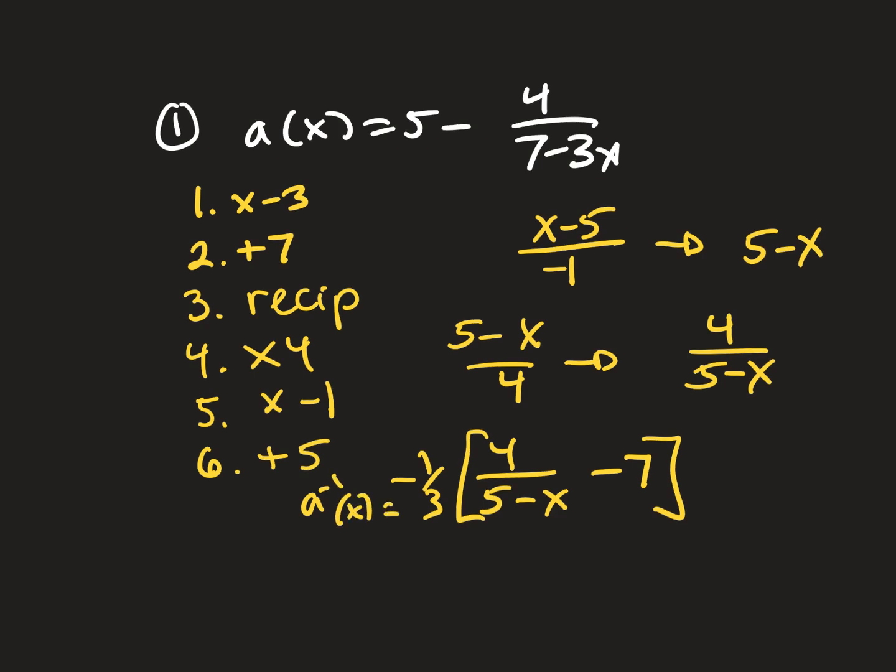And this function is 1-to-1. There's nothing squared or to the 4th power, no even power, so I do not need a restriction on it. Okay, that is problem 1, a of x, finding the inverse. Let's go now to problem 6, where we're going to find the range of A, B, and C.